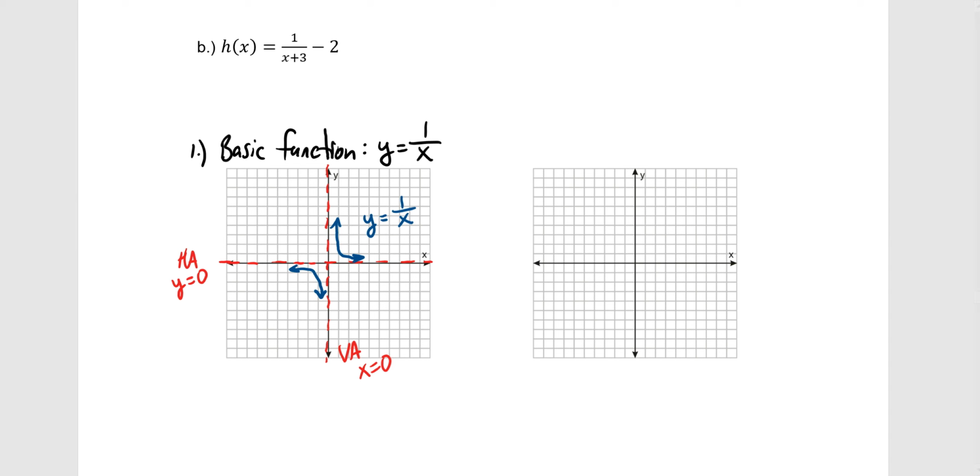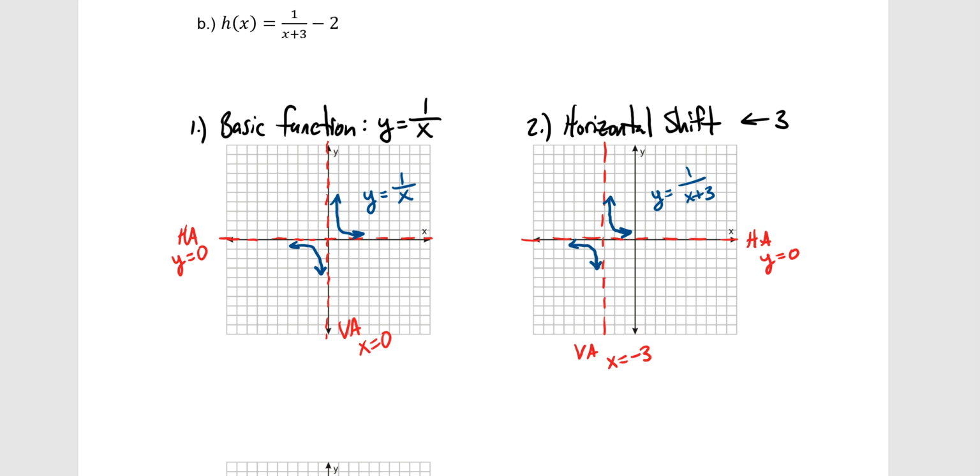And the next thing we look for is the horizontal shift. And there is a horizontal shift. It is going to be to the left 3 because it's x plus 3. So graphing that out, it'll look something like this. Notice that the vertical asymptote got moved to the left 3 units. It's now at x equals negative 3.